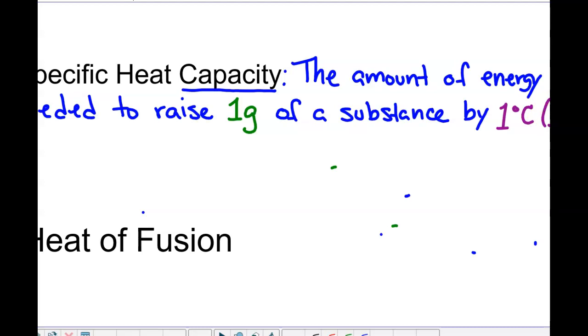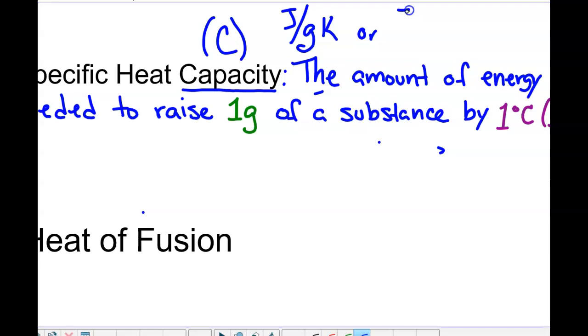1 degree Celsius is equivalent to 1 Kelvin. So if you raise the temperature of a substance by 5 degrees Celsius, you've raised it by 5 kelvins. It's the same difference. All right. So we're going to talk about units, and we're going to talk about how we write this. The symbol for specific heat capacity is C, and that's for capacity. And the units for specific heat capacity are joules per gram Kelvin, or joules per gram degrees Celsius.